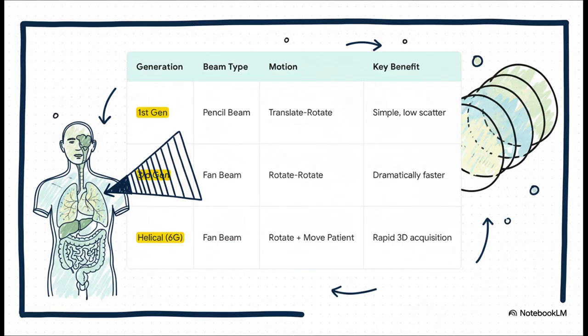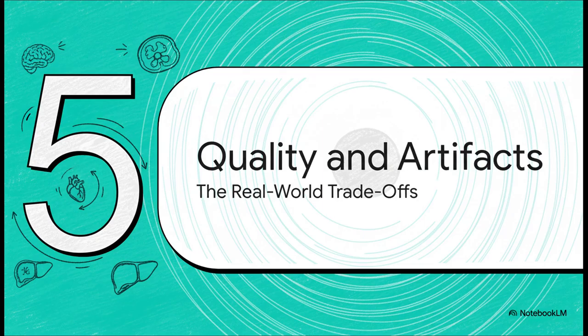helical scanners took that fan beam and moved the patient smoothly through it, capturing an entire 3D volume of data in one continuous motion. But of course, in the real world, things are never quite that simple. Getting that perfect image isn't just about being fast, it's a constant balancing act. You're always dealing with image quality, unwanted graininess or noise, and these visual imperfections that we call artifacts.